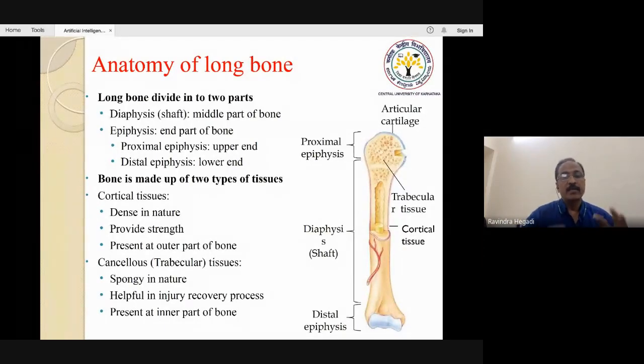It is the outer part, and it protects the inner part. What is known as the inner part is cancellous.